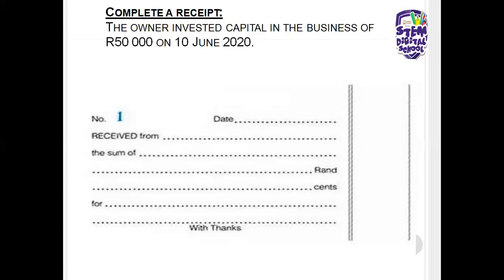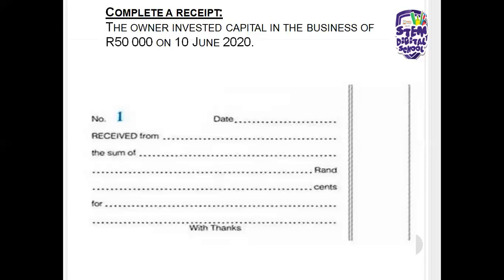And then on the right hand side, there's an open column, and there the 50,000 must be in figures. For what is it? It is for capital, so you write there for capital, and then there's a little dotted line saying with thanks. So on that dotted line, the person that was writing out the receipt must sign there.